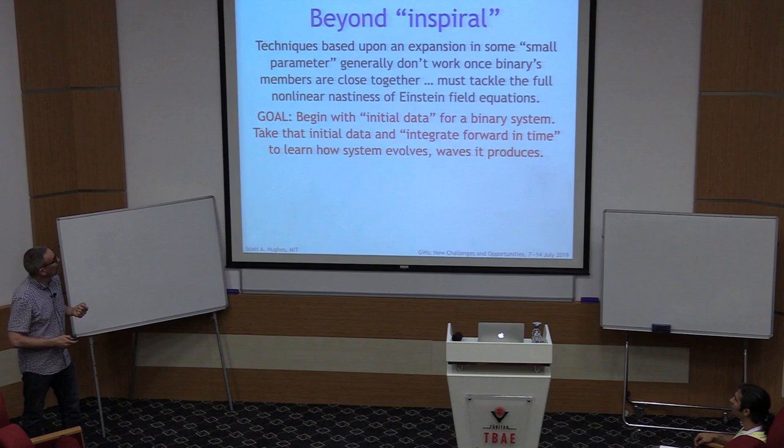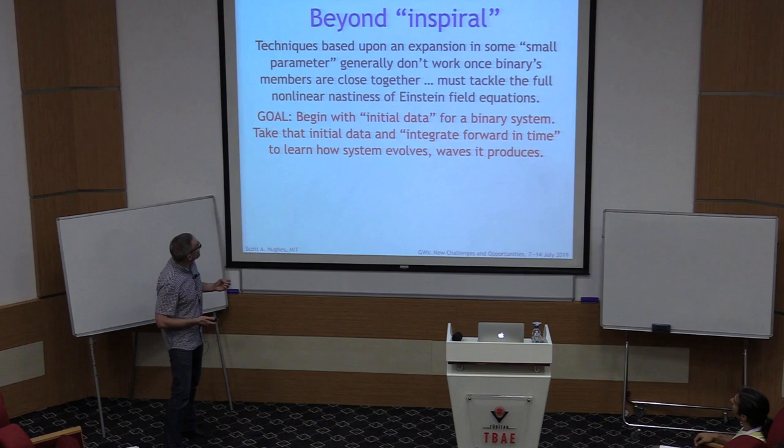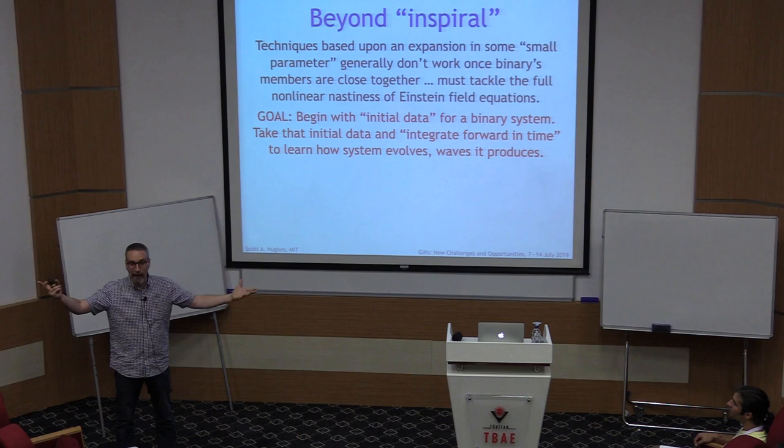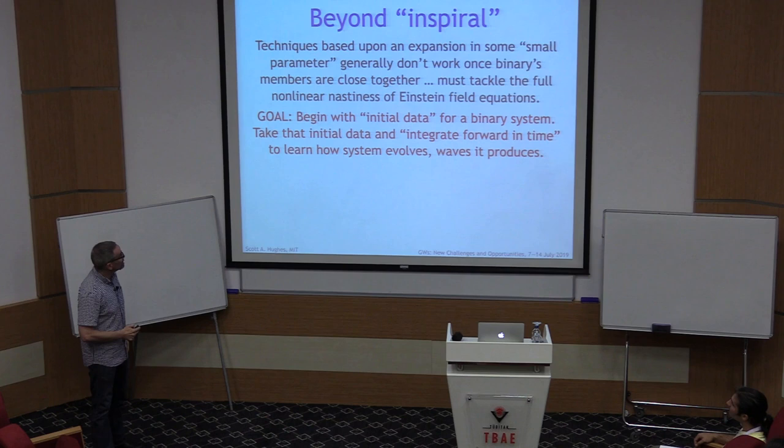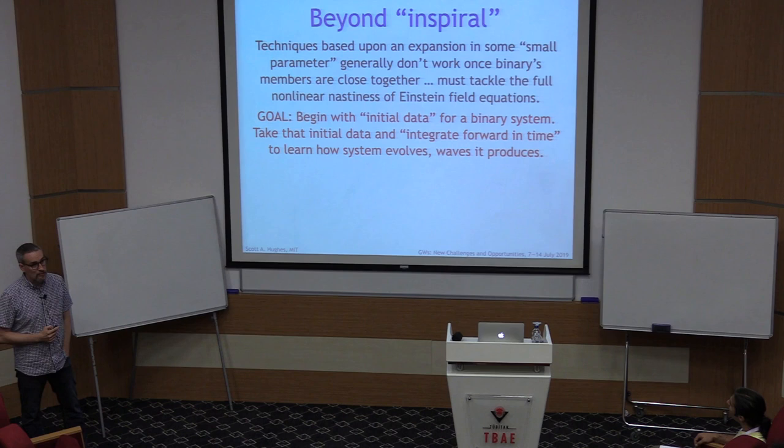Everything I've described to you so far, and I will wrap up in the next about 6 or so minutes, is based on the idea that I have some kind of a small parameter, orbital speed, something like that, that I can use to define an iterative procedure for solving the Einstein field equations. That does not work in the last moments of some of the most interesting sources that are being measured today.